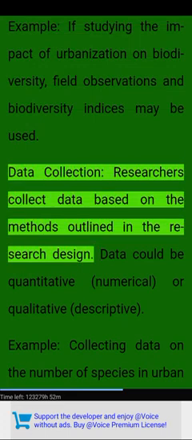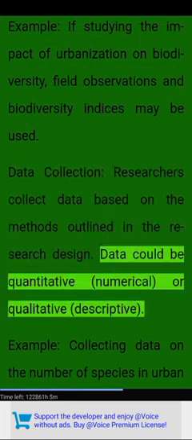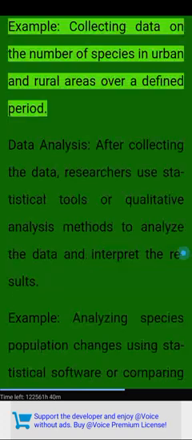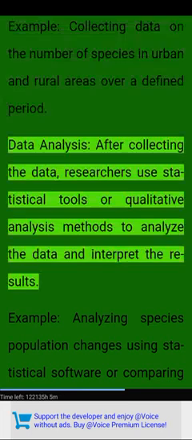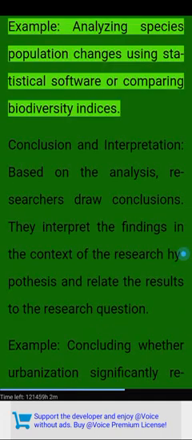Data collection. Researchers collect data based on the methods outlined in the research design. Data could be quantitative, numerical, or qualitative, descriptive. Example, collecting data on the number of species in urban and rural areas over a defined period. Data analysis. After collecting the data, researchers use statistical tools or qualitative analysis methods to analyze the data and interpret the results. Example, analyzing species population changes using statistical software or comparing biodiversity indices.